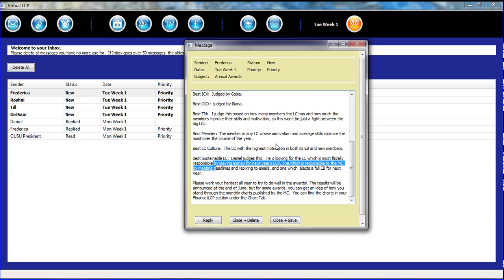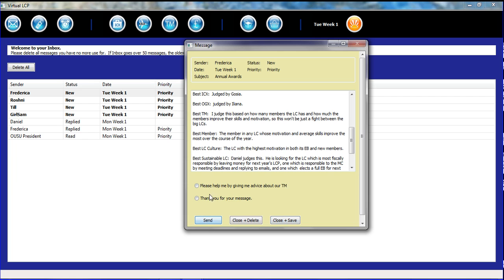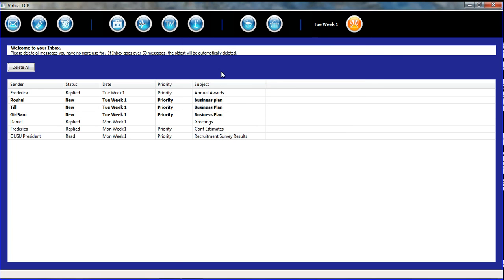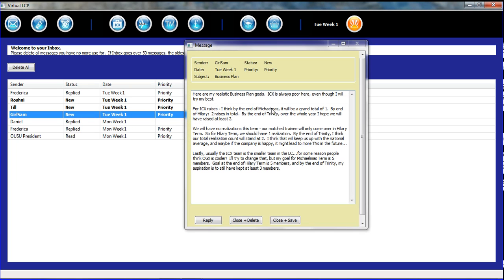ICX is always poor, try your best. Okay, so, as I said before, there are 3 academic terms, as in most universities. The first term is called Michaelmas, the second Hilary, and the third Trinity. For raises, she wants 1 for Michaelmas, 2 in total for Hilary, so this is cumulative, and 2 by the end of Trinity. So she'll have raises by the end of Hilary and none in Trinity.